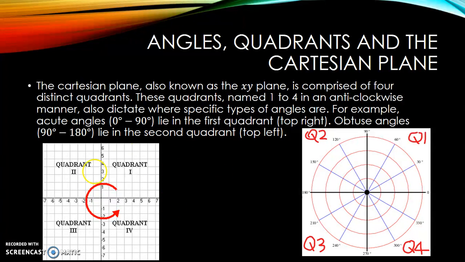So for example, the acute angles, 0 degrees to 90 degrees, lie in our first quadrant here. So we have 30, 60, and 90, all in this first top right quadrant. And then obtuse angles, from 90 degrees to 180 degrees, lie in our second quadrant, which is the top left quadrant, the top left quarter. So we've got 120 degrees all the way to 180 here.